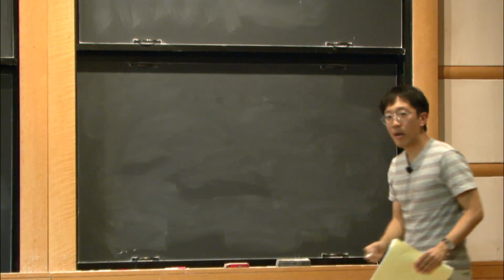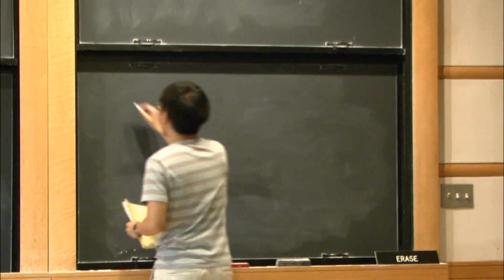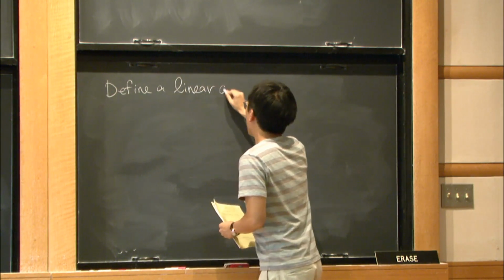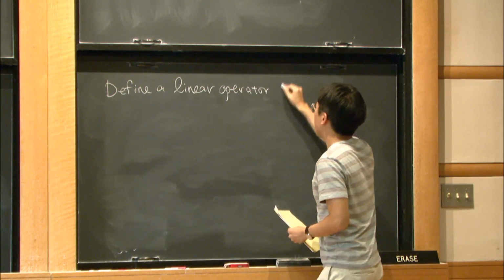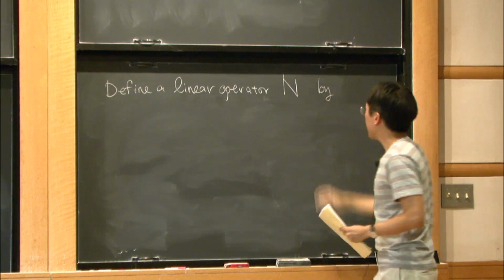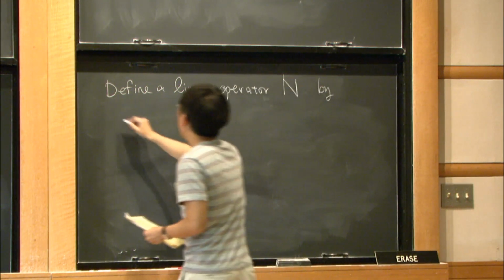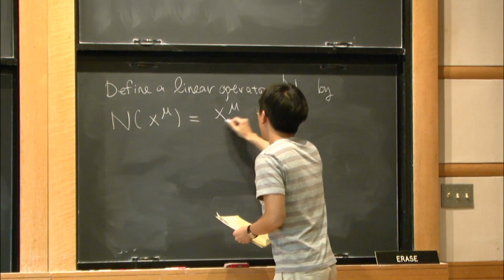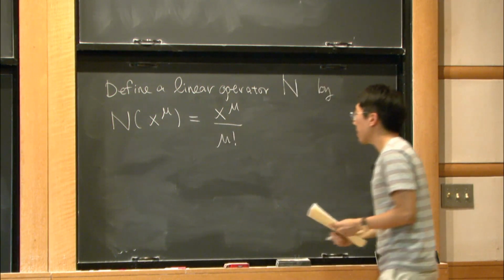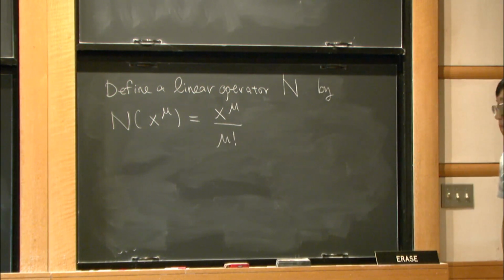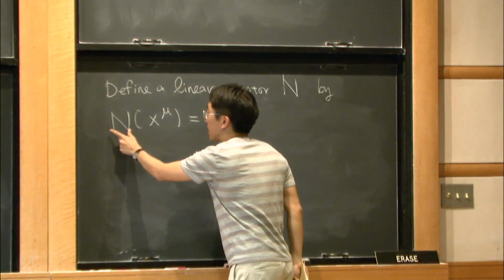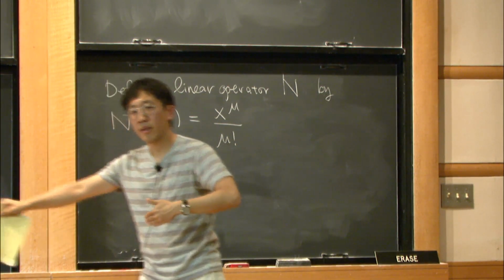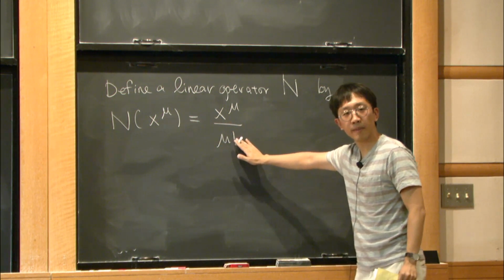Which describes an analytic property of the Schur polynomial. So for this, I need a linear operator, operator N, where N stands for the normalization, by saying that it acts on monomials by dividing by the factorial of the exponent. So this normalization operator, from the generating polynomial point of view, turns the usual generating polynomial into an exponential generating polynomial.